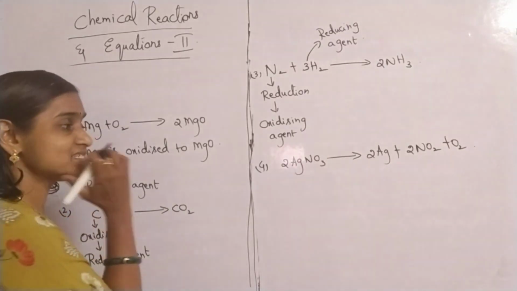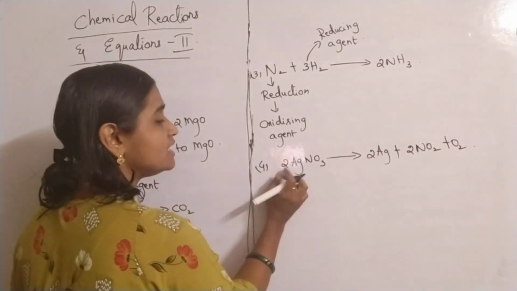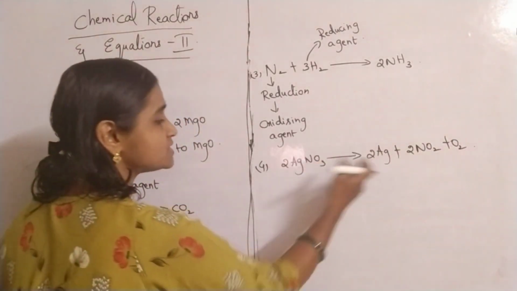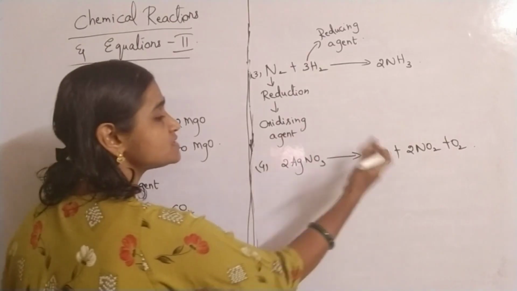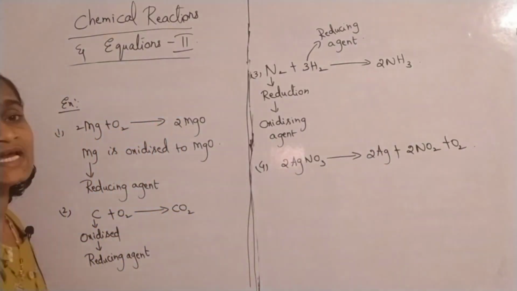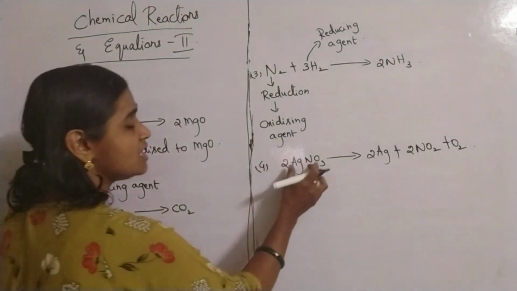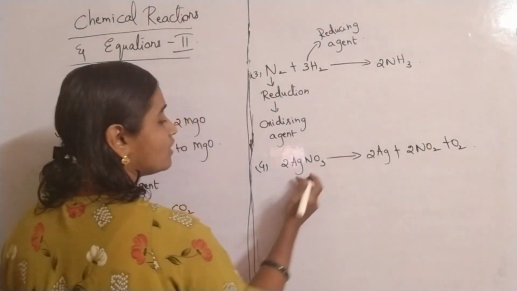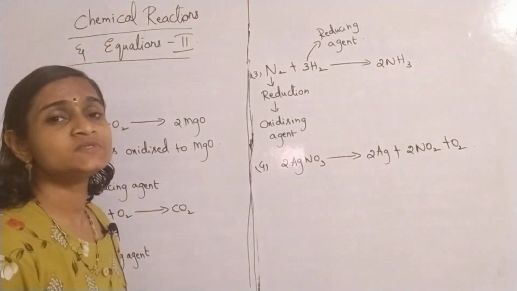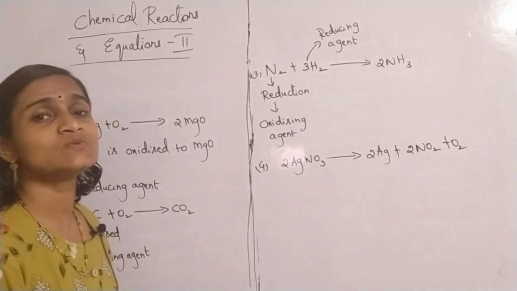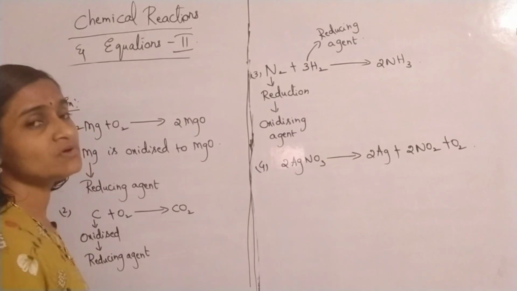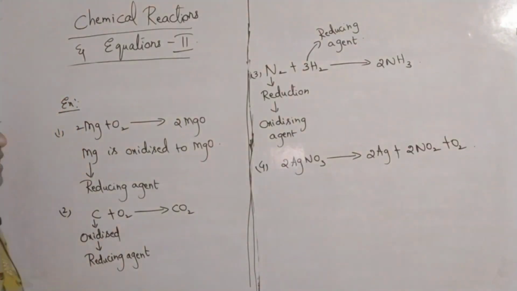Once look at this. AgNO3 is turning into simple Ag only. That means it is reduced. AgNO3 is reduced to Ag. Please understand the point carefully. So the substance which is reduced is called as what? Oxidizing agent. Like that you have to identify certain reactions.